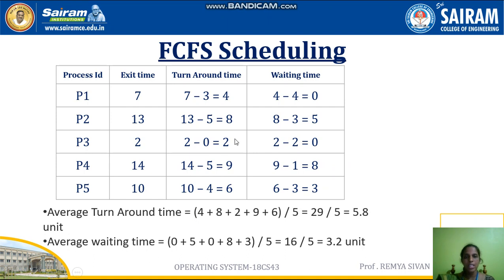Average turnaround time is 4 plus 8 plus 2 plus 9 plus 6 divided by 5, which is 5.8. Average waiting time is 0 plus 5 plus 0 plus 8 plus 3 divided by 5, 16 by 5, 3.2 units. I hope all of you understood the first come first serve scheduling. To calculate waiting time, you can use the equation turnaround time minus burst time.